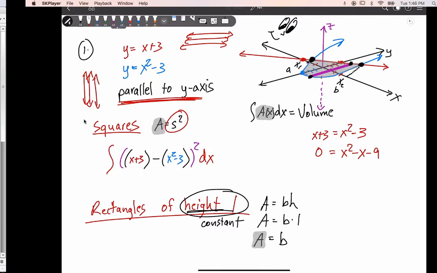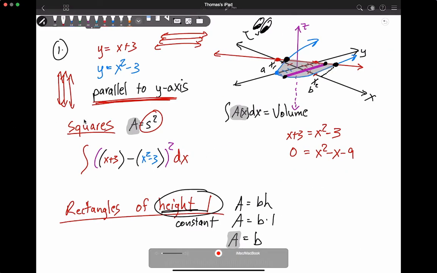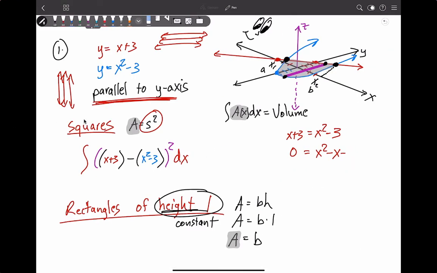And I see why I made a mistake over here. This actually should have been minus 6. And that makes more sense because it's x minus 3, x plus 2, so that my zeros are 3 and negative 2.